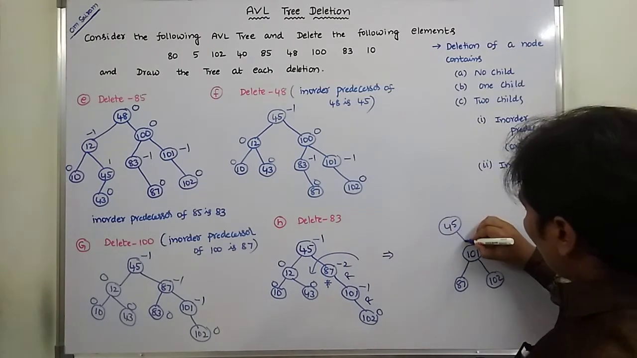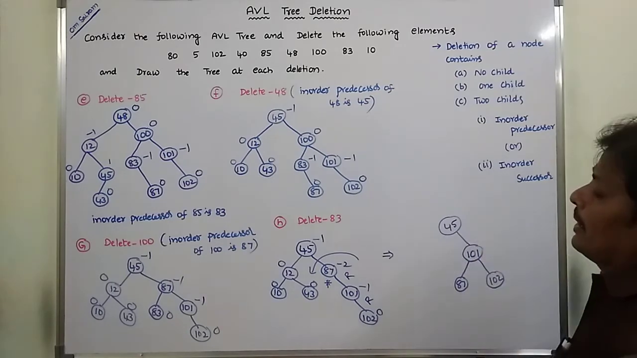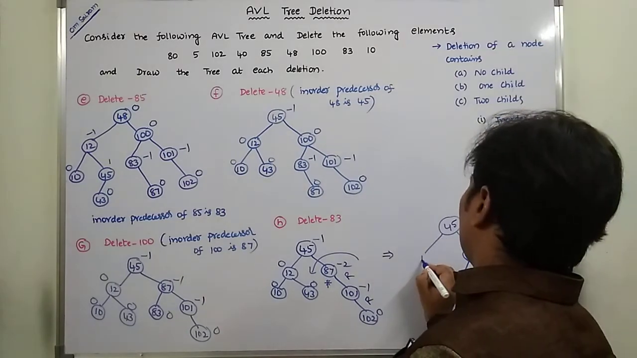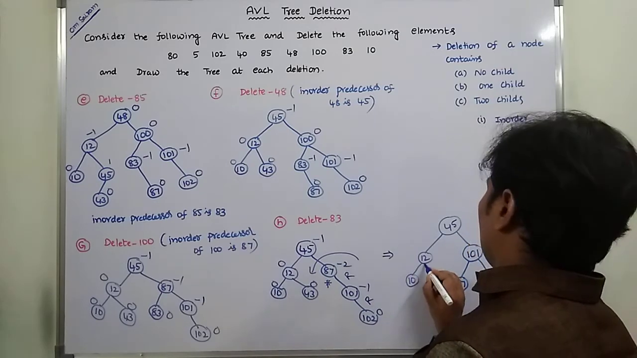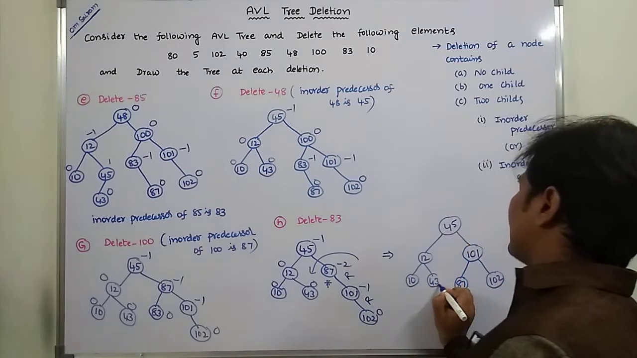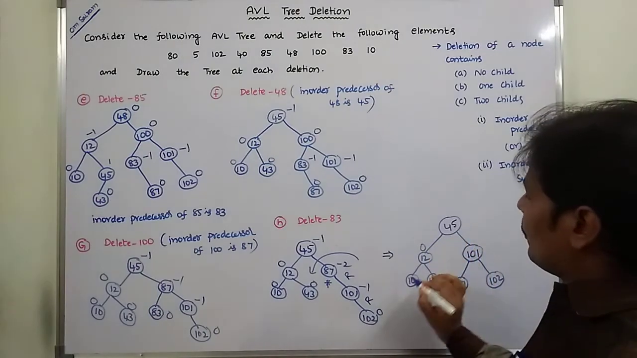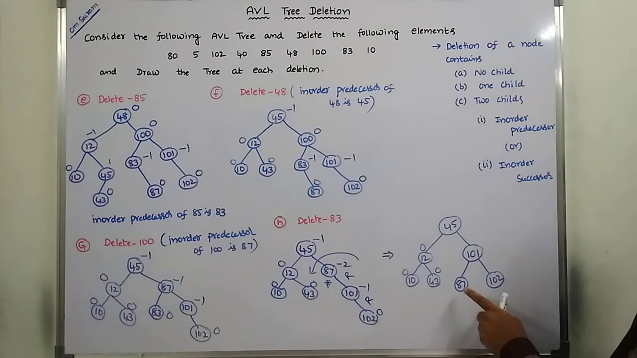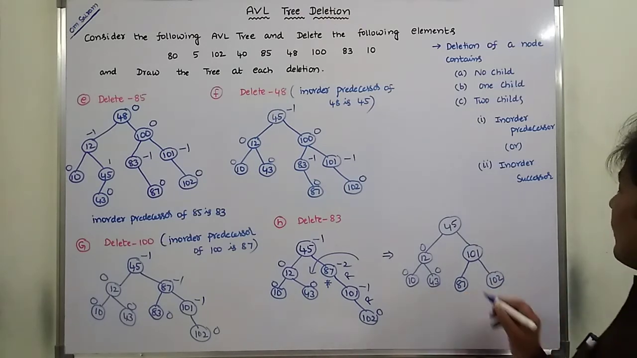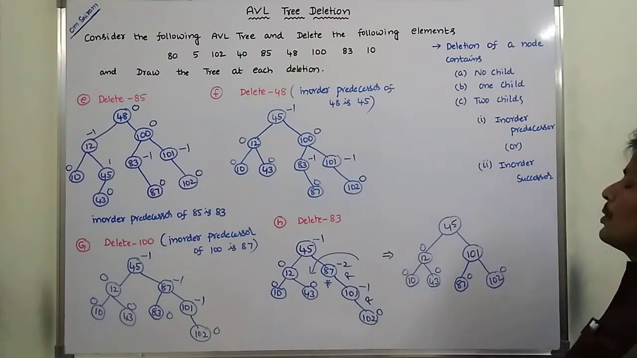45 is the root node. Its right child is 101. Next, the left child is 12, so there is no change at all. 43's balance factors are also unchanged: 0, 0, 0. Now for the right subtree, this is a leaf node, so its balance factor is 0.